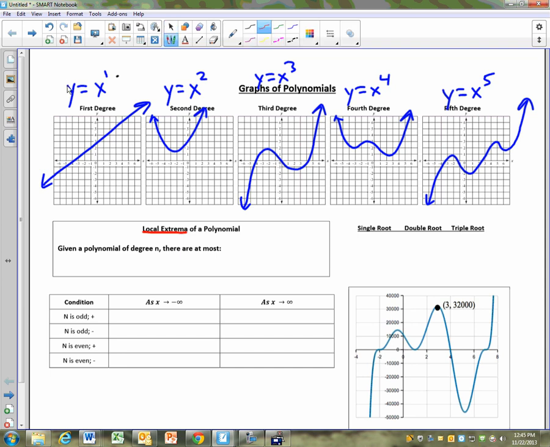How many minimums or maximums does this thing have total? 4. Fifth degree polynomial, 4 of them. How many does this one have? 3. Fourth degree polynomial, third degree. So, given a polynomial has degree n, there are at most how many local extrema? N minus 1.